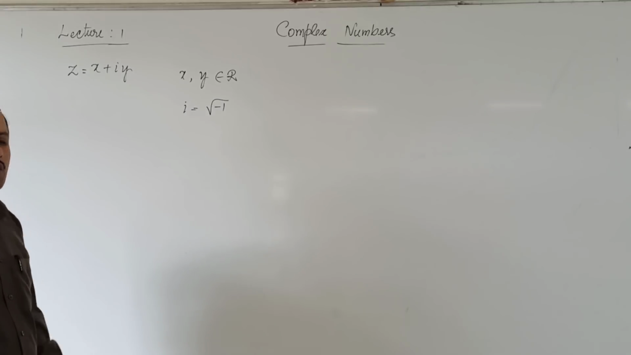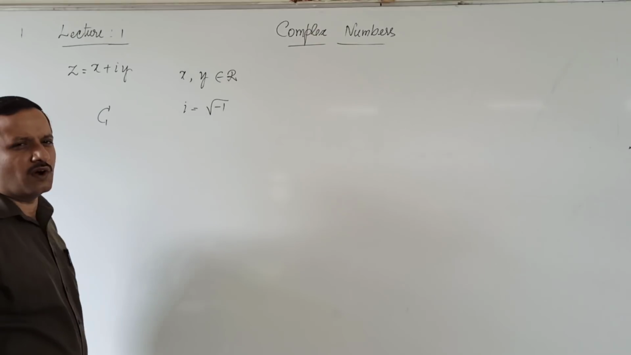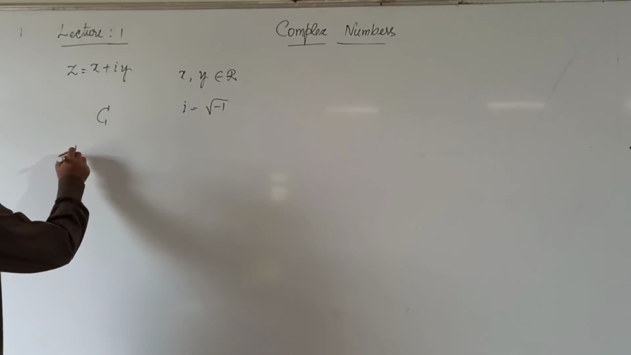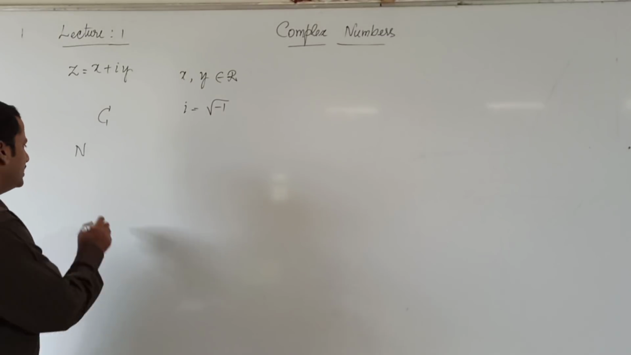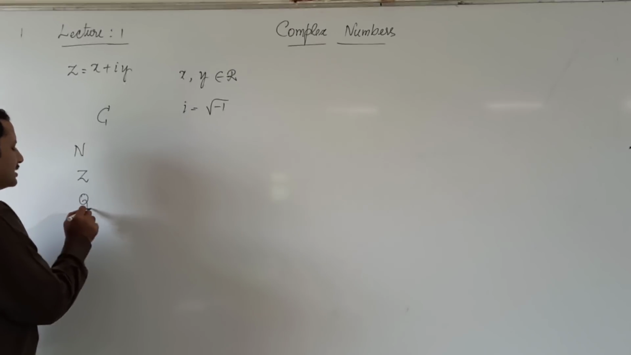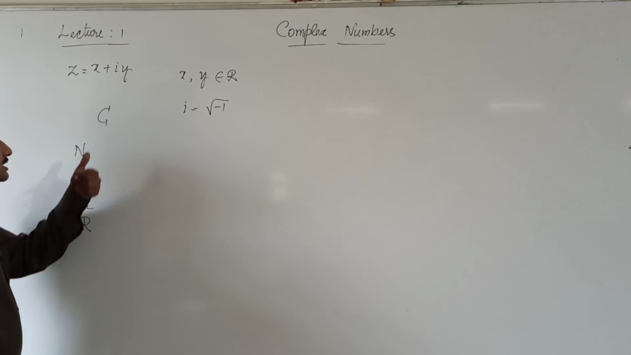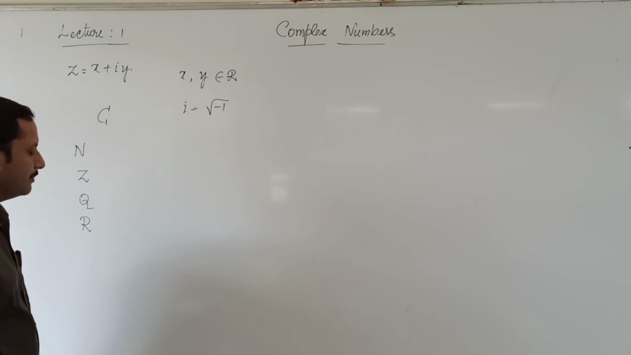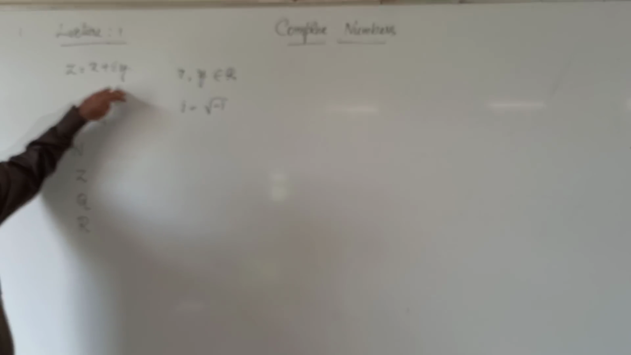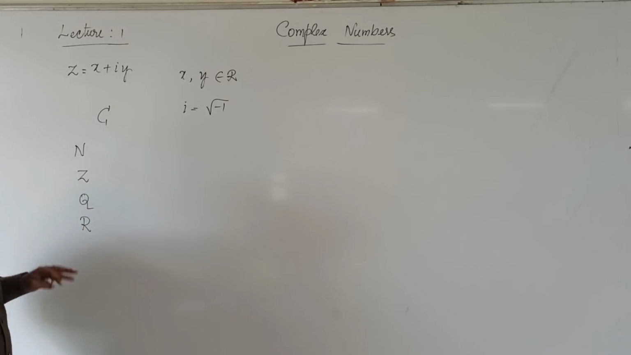The set of all complex numbers is denoted by C. Capital C stands for the set of all complex numbers. Just like, as we know, N, the set of all natural numbers, Z, the set of all integers, Q, the set of all rationals, R, the set of all reals, and C is the set of all complex numbers. So I said any number of the form x plus iy, where x and y are real numbers and i is equal to root of minus 1, is called a complex number.